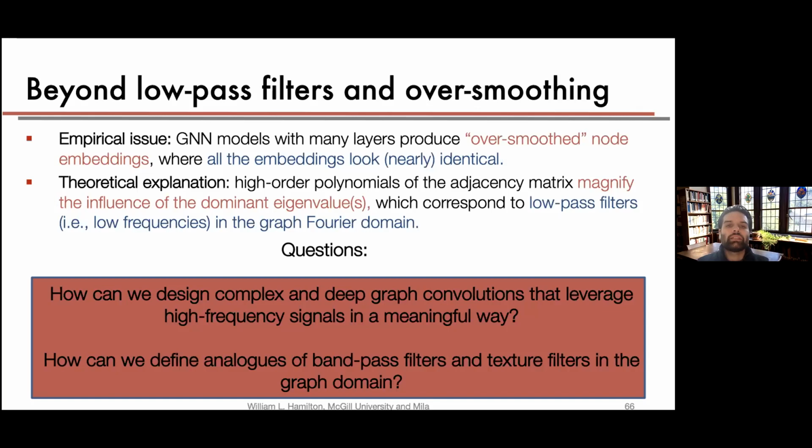The issue is that higher order polynomials of the adjacency matrix, which is what we get when we build really deep GNNs, magnify the influence of the dominant eigenvalues. So we take really high powers of the adjacency matrix, we get a matrix that's dominated by the larger eigenvalues. And these correspond to low pass filters, i.e. low frequency information in the graph Fourier domain. And a really exciting and open problem, some things that my group is currently working on, is trying to design more complex, more powerful kinds of GNNs that actually do more interesting kinds of signal processing than just looking at low pass filters.